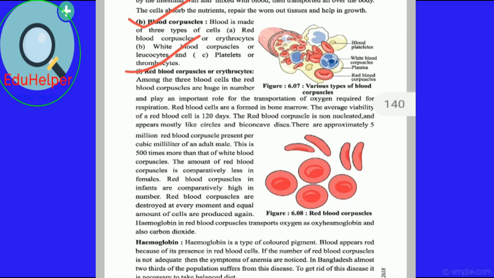The normal value of the sedimentation rate is 3 to 5 millimeters per hour in males and 4 to 7 millimeters per hour in females.